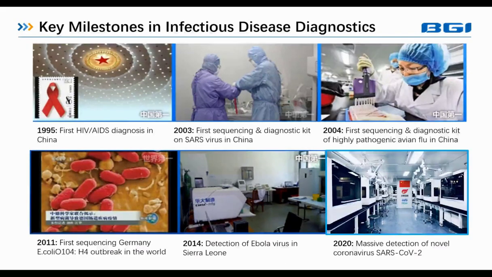BGI also has a track record in fighting infectious disease, especially on the front of diagnosis. BGI was the first to provide HIV/AIDS diagnosis in China in 1995. In the 2003 SARS pandemic and 2004 avian flu pandemic, BGI was the first to sequence the virus genome and produce a diagnostic kit to detect the pathogen. In the 2011 E. coli outbreak, BGI was also the first to sequence the pathogen. In 2014, we helped the detection of Ebola virus in Sierra Leone. And in 2020, among the first few companies who developed a COVID-19 detection kit, BGI has produced massive numbers of detection kits to help fight the pandemic.